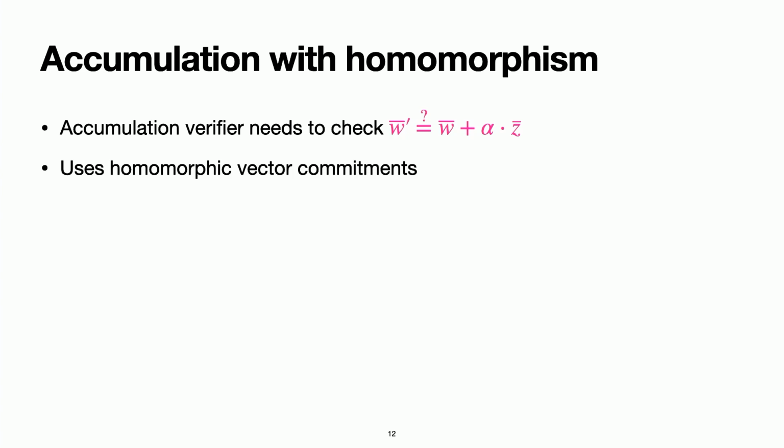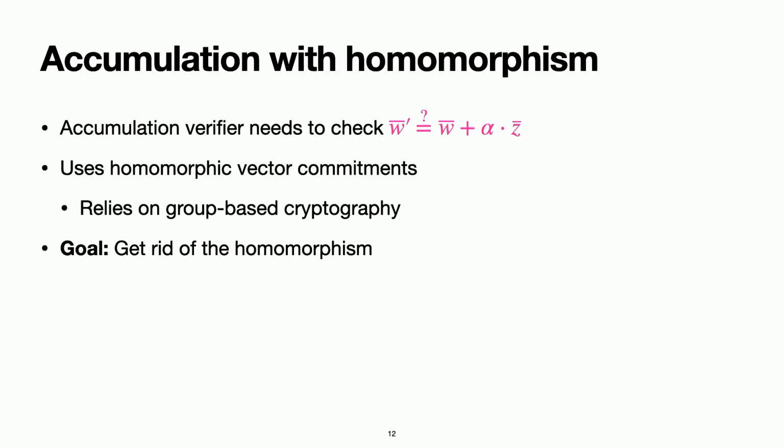So this homomorphic vector commitment is the key point. The problem is, how do we construct these homomorphic vector commitments? Essentially, the only way we know how to construct them, or to use them, uses group-based cryptography. However, as I said before, this group-based cryptography has some downsides. It is pre-quantum, so it could be broken by a quantum computer, and it is inherently slower than using pure boring hashes, something like SHA-256. So the goal was to get rid of this homomorphism. This is the goal of this talk.